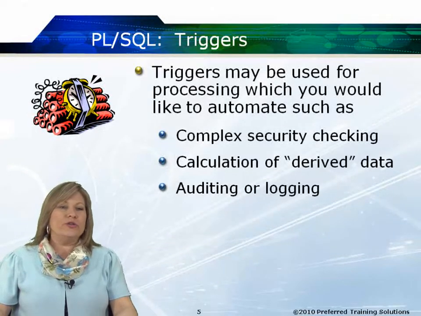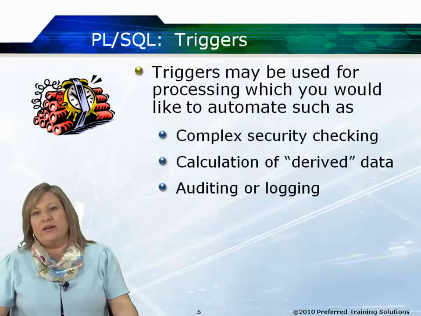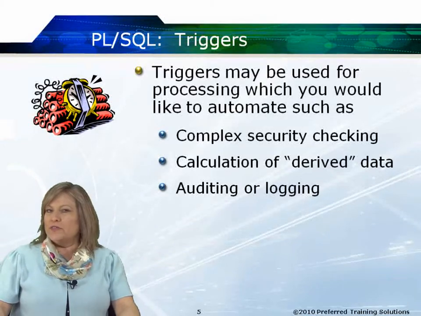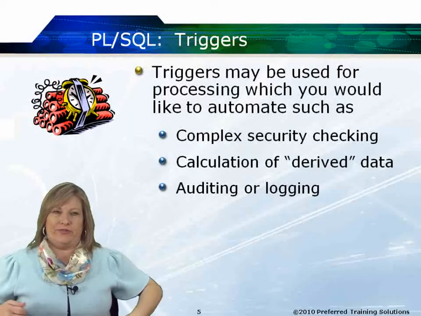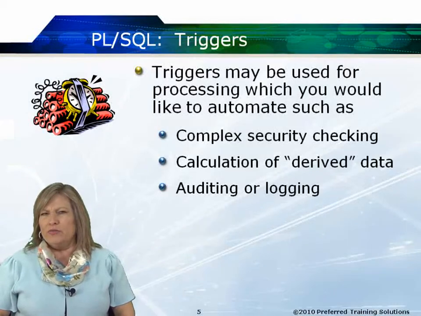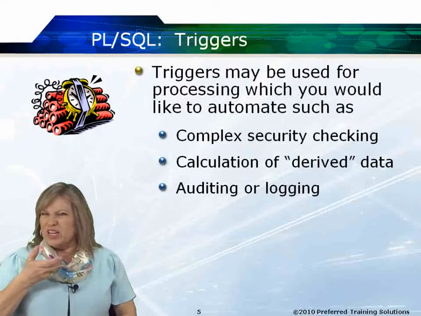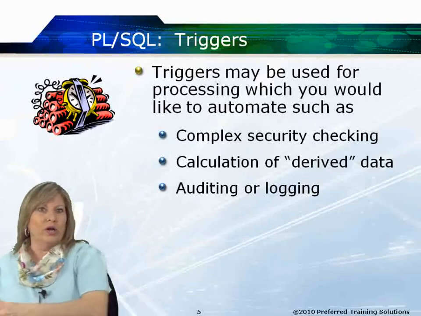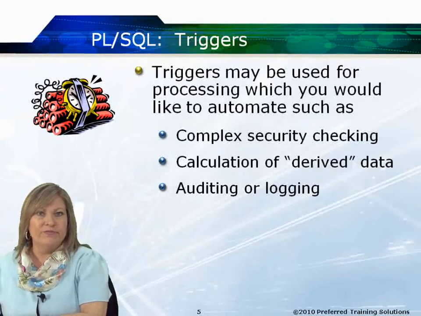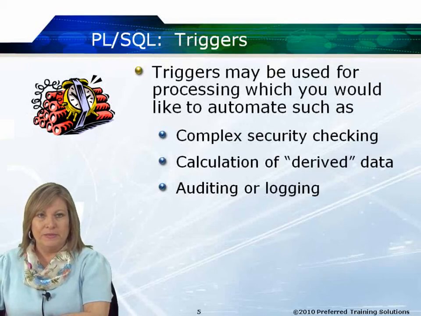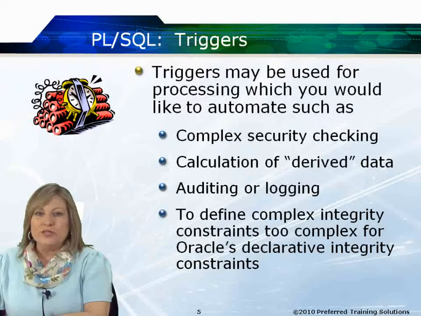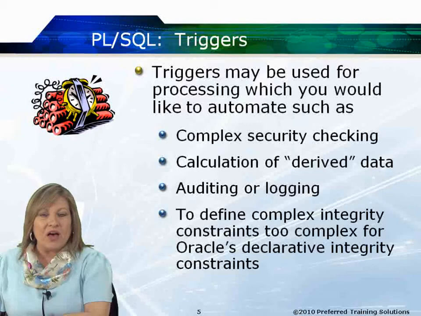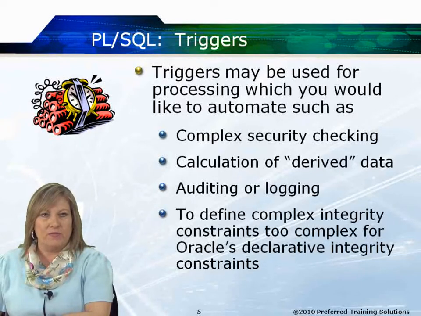You can also use it for very complex auditing and logging. Oftentimes we want to create history records of things. So we're going to let someone delete a row from a table, but we're really going to take that row that they've deleted and, under the covers, put it in some history table somewhere. Very common thing to do with triggers. You can also use them to define any kind of complex integrity constraints. Again, sort of similar to the security checking that we were talking about.